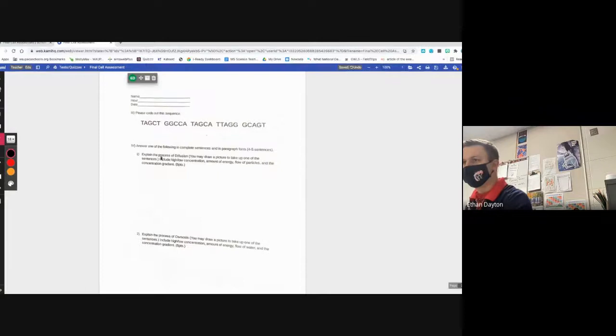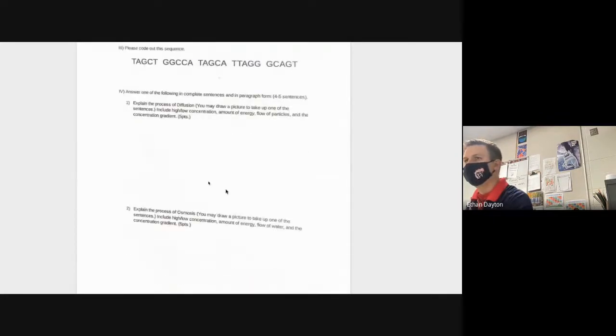Then, this is one we talked about on Monday and Tuesday of this week. Answer one of the following in complete sentences. So you have to answer one of them. Did you read that? One of these, 1 or 2. This needs to be how many sentences? 4 to 5. It says you can draw a picture to take up one of the sentences. So, in theory, if you draw a picture, you could only write 3 sentences if you wanted. So you can either talk about diffusion or osmosis. We talked about both. You saw videos about both, and I talked about both. So pick one.